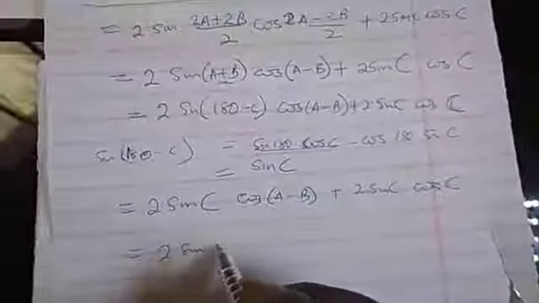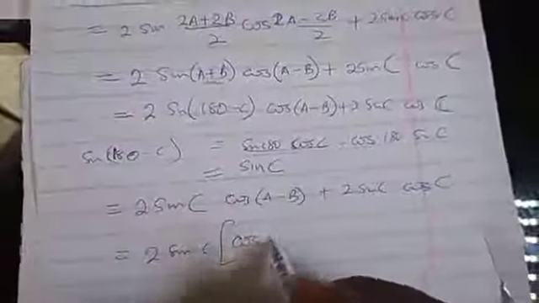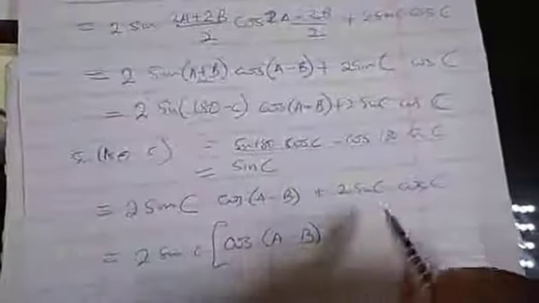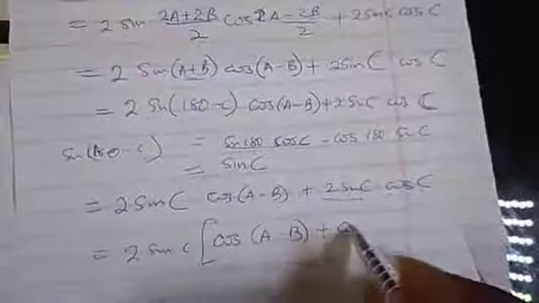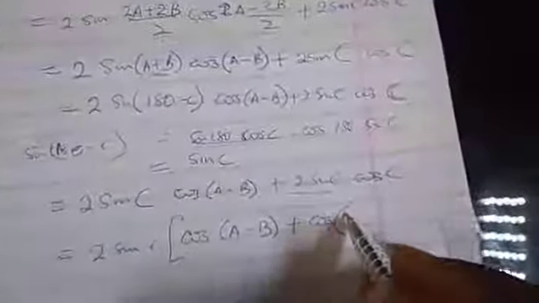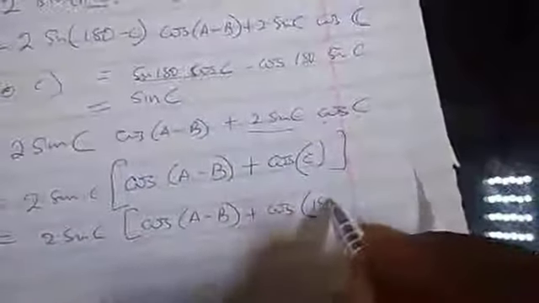You now observe that 2 sine c is common. What we have left is cos a minus b plus, you know that 2 sine c is common, I have brought it out. It will remain cos c. So this will be cos, our c is from this place. If you make c the subject of the formula, it will be 180 minus (a plus b). So let's say I have cos c there. Here we have 2 sine c cos a minus b plus cos of 180 minus (a plus b).